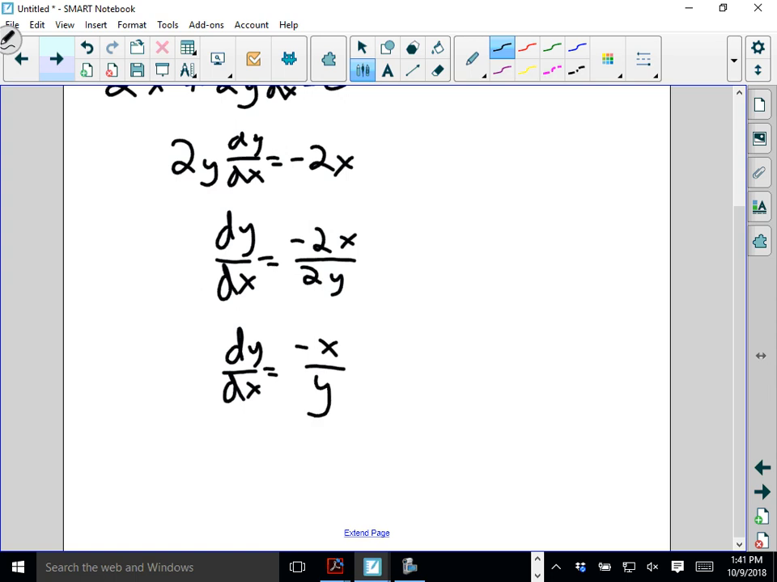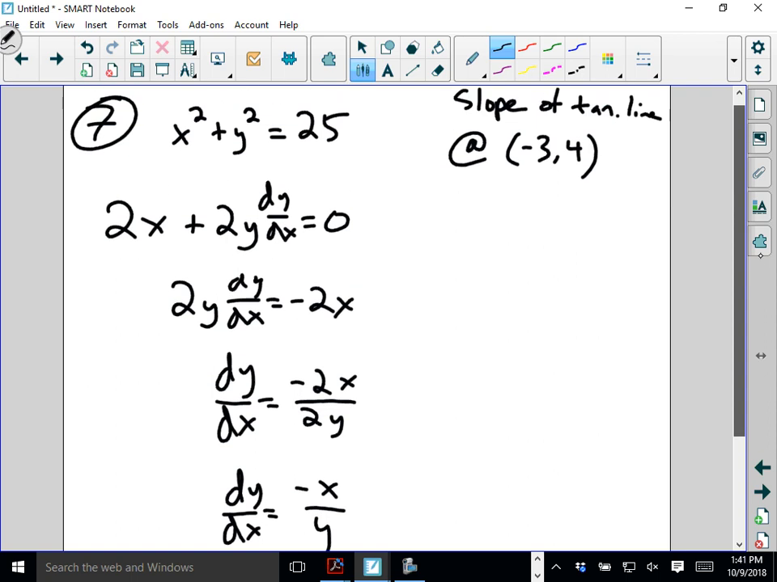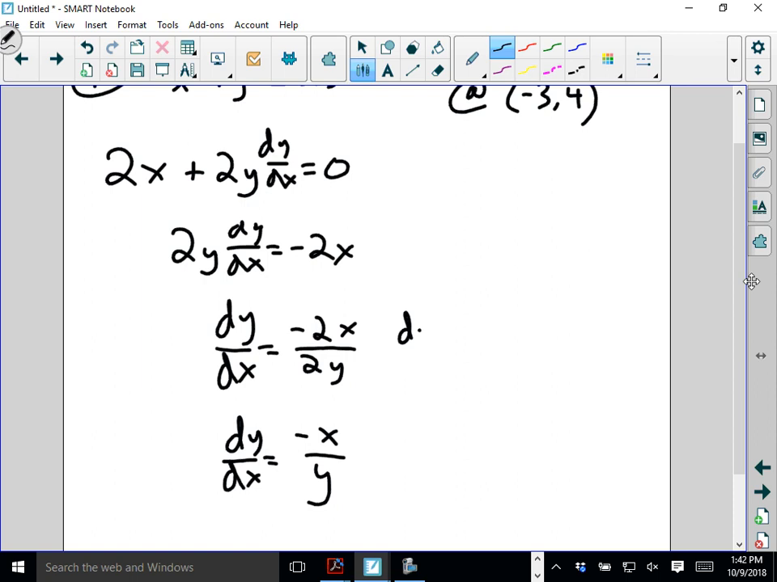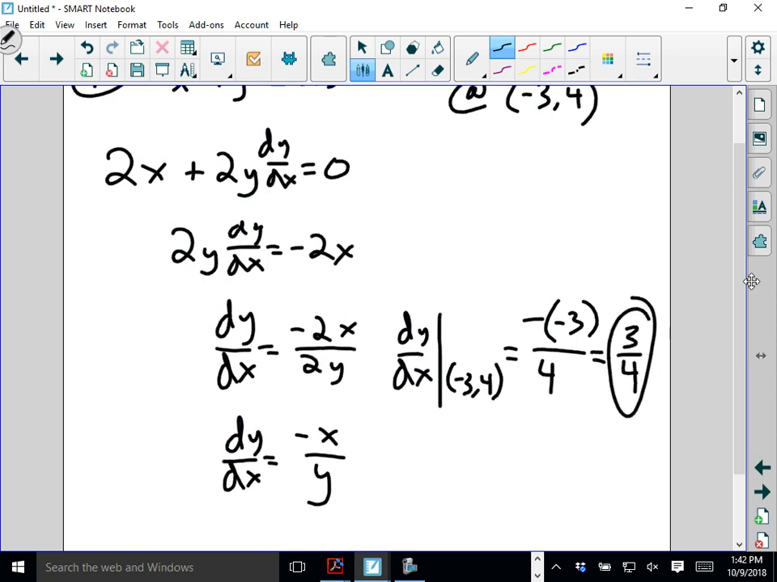Now I want to find dy dx at the point negative 3, 4. So I'll say dy dx evaluated at the point negative 3, 4 equals. Now I just got to replace my x with negative 3 and my y with 4. Be careful here, we have negative x, so it's like negative negative 3 over 4, which makes 3 over 4. And that is my slope of my tangent line at the point negative 3, 4.